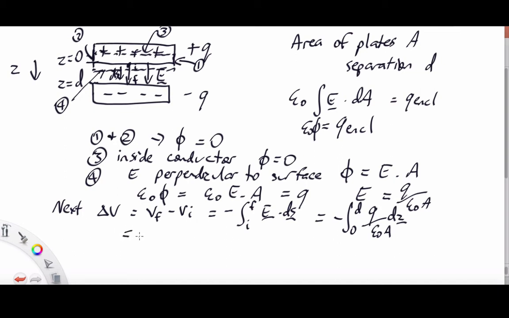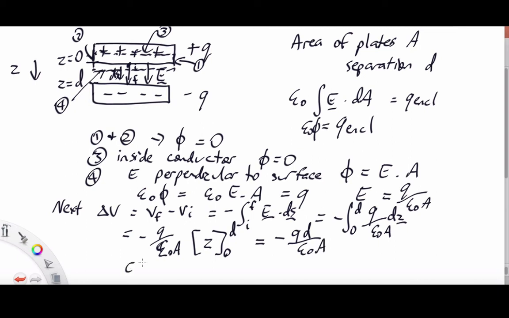So that will be minus Q, being our constants here, over E0 A, and that's just the integral of 1 times dz, which is just z, evaluated from 0 to d. Now at 0, obviously it's 0, so we just have minus Q D over E naught A.